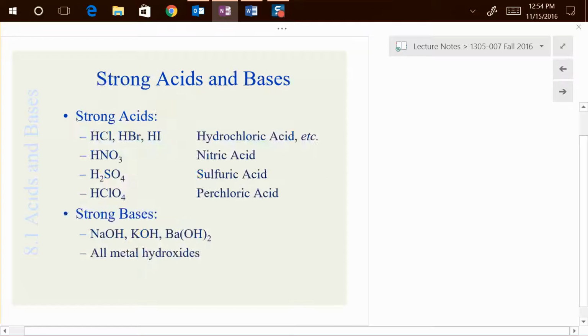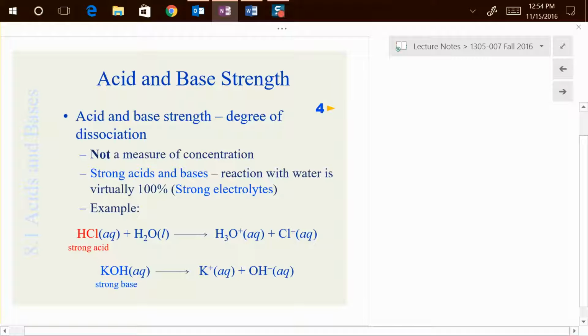Okay? But if it's a strong acid, that dissociates 100%. That's a strong electrolyte. It will conduct electricity very well in that situation. Okay? These are strong acids and strong bases. All right? They dissociate 100%. See the single arrow? That indicates 100% dissociation. It only goes one way. This reaction goes one way. There's no reverse to it.